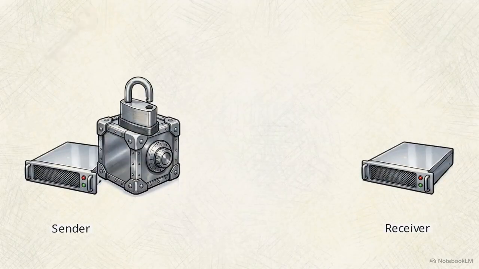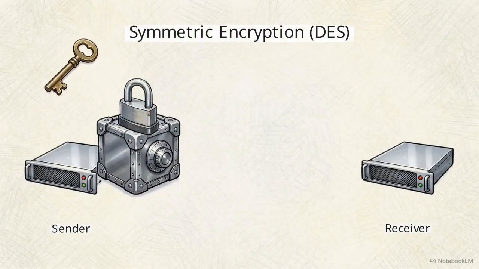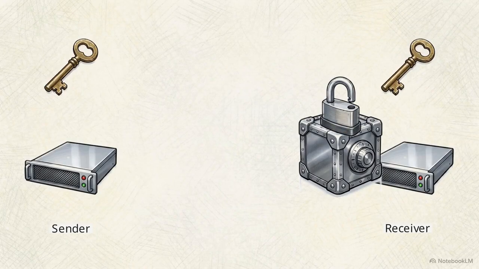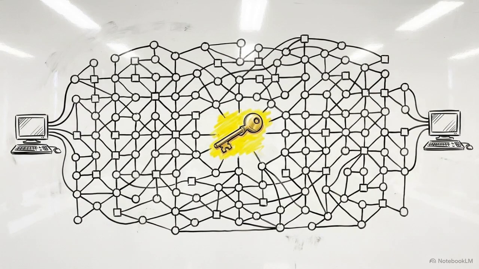Early methods used symmetric encryption, such as DES. Symmetric systems rely on a single shared key for both encrypting and decrypting the data. This creates a severe logistical flaw over public networks. Securely sharing that single key without it being intercepted in transit is practically impossible.